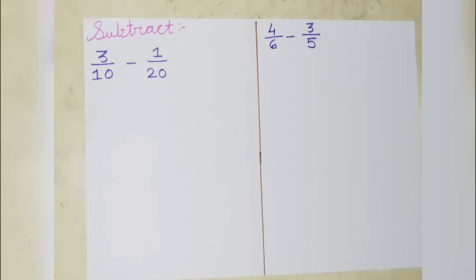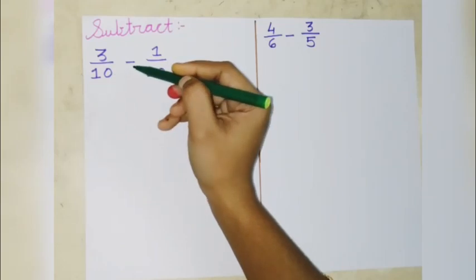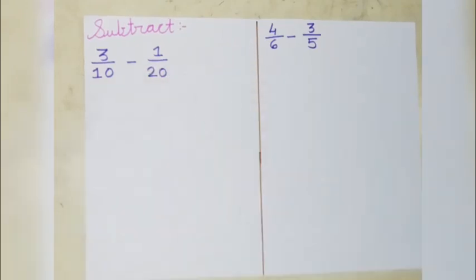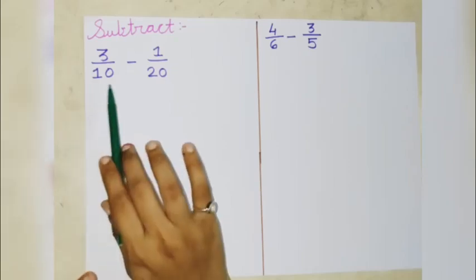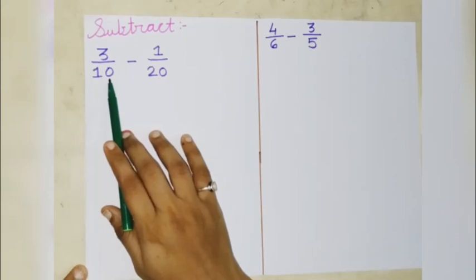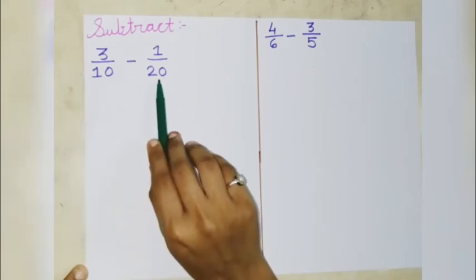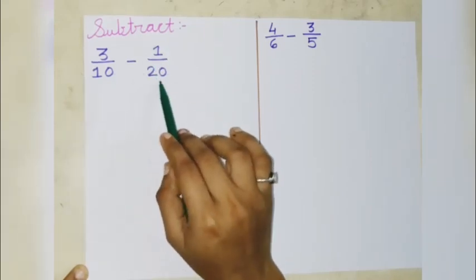Our next question is subtract. First problem is 3 upon 10 minus 1 upon 20. Check the denominators. Denominators are different. So, our first step will be, we will equalize the denominators. Children, we can multiply here by 2. So, here we will get 20. 10 2s are 20 and here we already have 20. So, we are not going to do anything here.